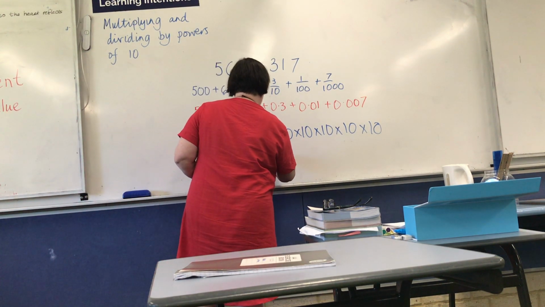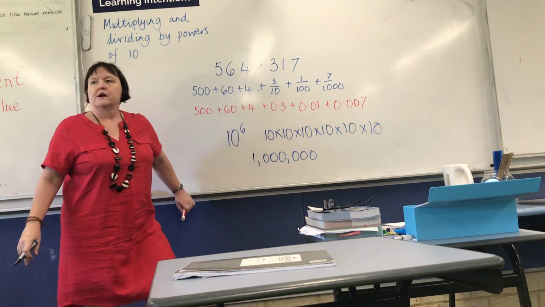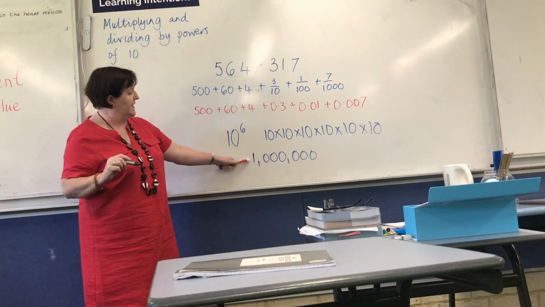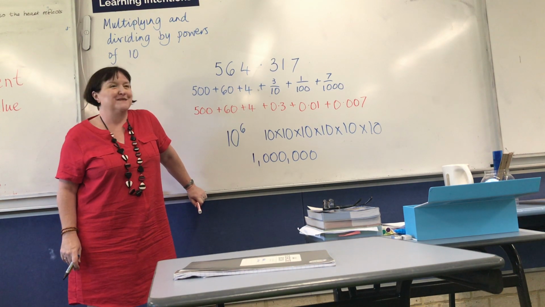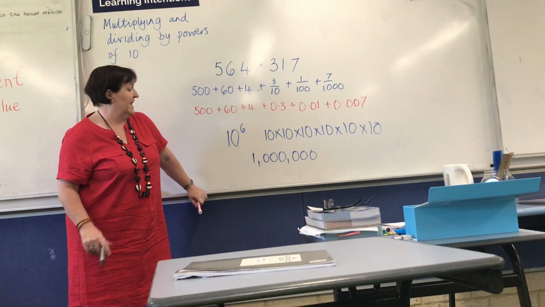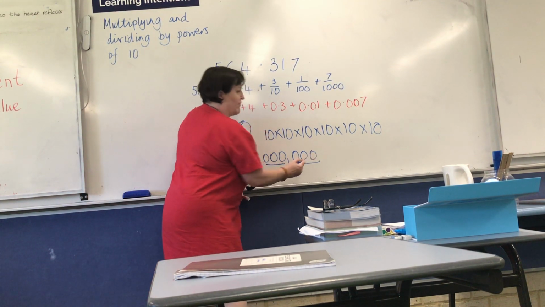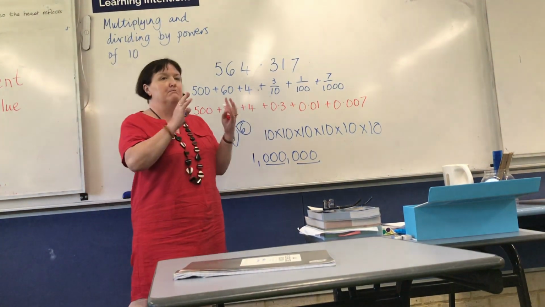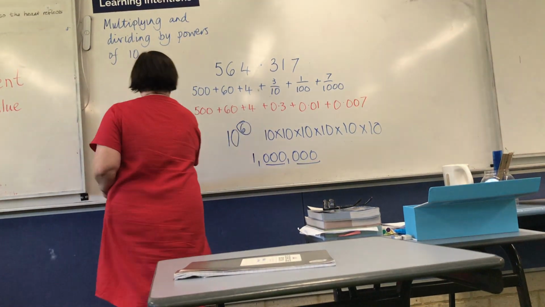Well done. So let's write a million. So now you've got that number written down. What's the relationship between that number and the index number? It has 6 zeros. Well done, Bella. Has 6 zeros. So you've got the index number of 6. It's got 6 zeros. Yeah? So what we're going to look at today, though, is multiplying and dividing by powers of 10.